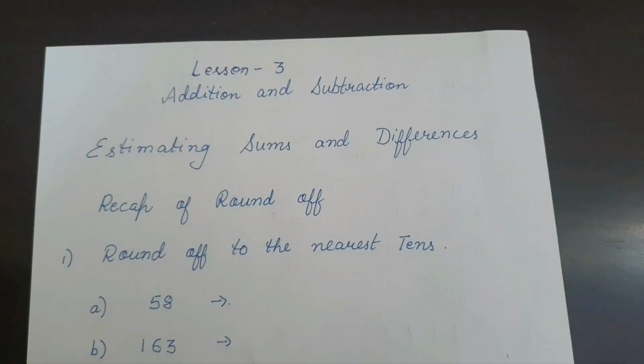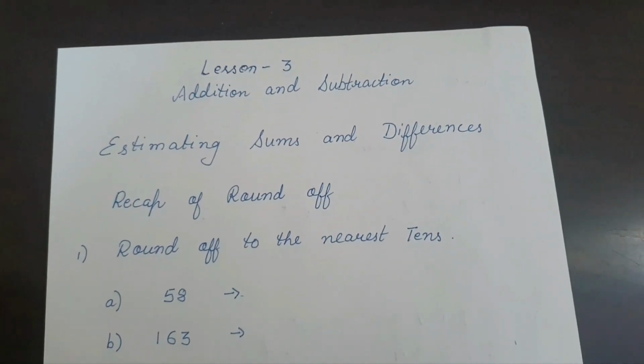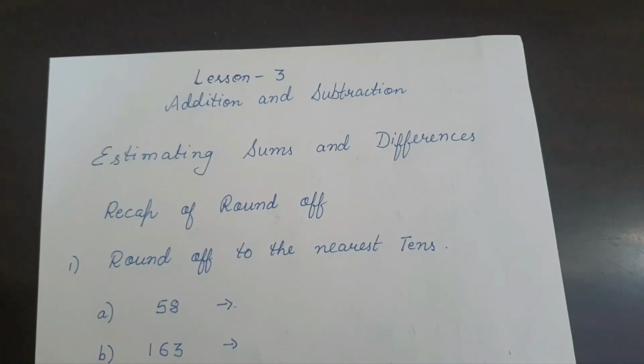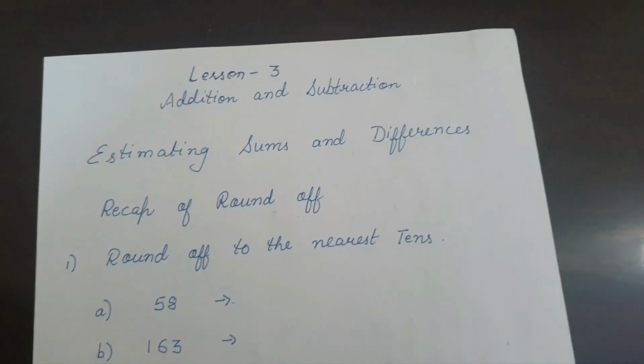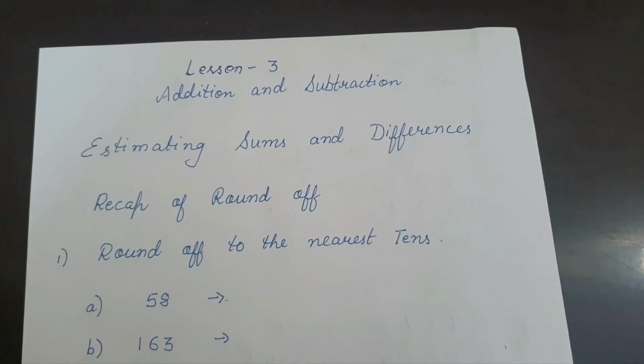Students, before vacations, we have done lesson 1, 2 and 3. Lesson 3 was addition and subtraction. Just one topic is left, estimation, that we will be doing today. And after that, we'll start lesson 4, that is multiplication. So let us start with lesson 3, addition and subtraction. Though we have finished this lesson, just the last part, estimation, was left, so we'll continue with that.